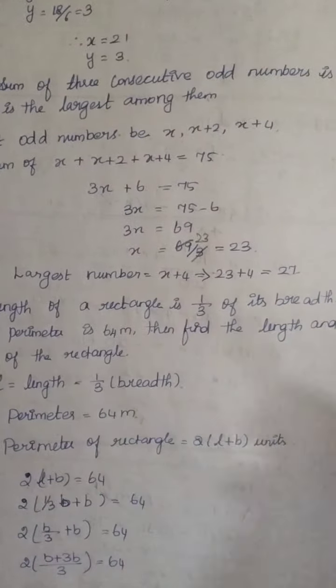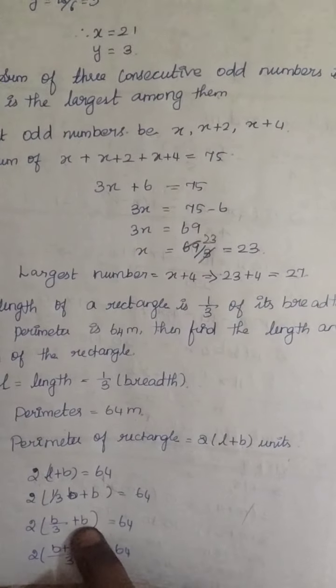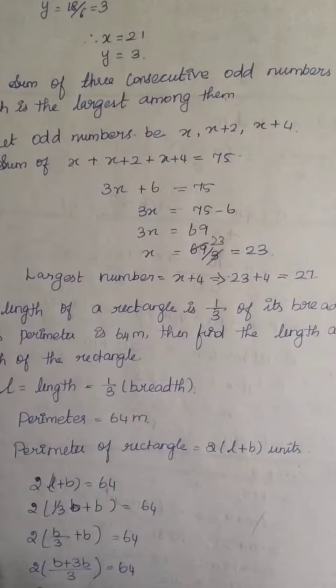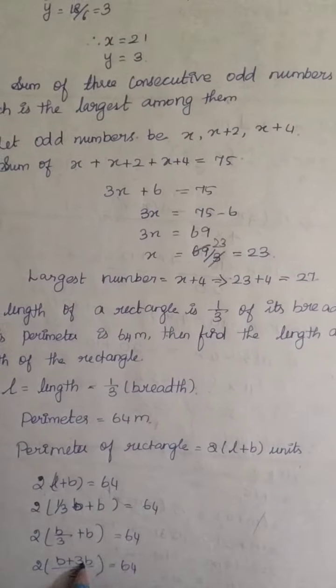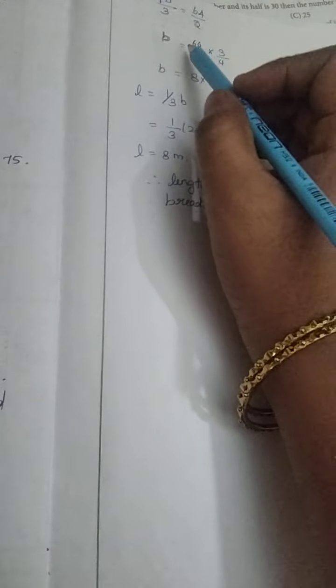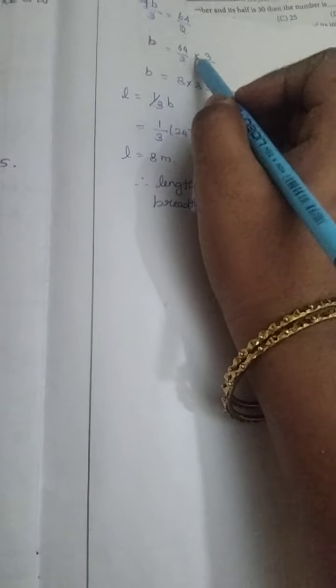The denominators are not the same, so we have to multiply the 3 to the denominator and numerator. If we add, B plus 3B divided by 3 is equal to 64. Then after that we have to add those numbers. 4B divided by 3 is equal to 64 divided by 2. We are going to keep only B on the left hand side, then it will be 64 divided by 2 into this 4 by 3, which moves to the right hand side and turns into its reciprocal.